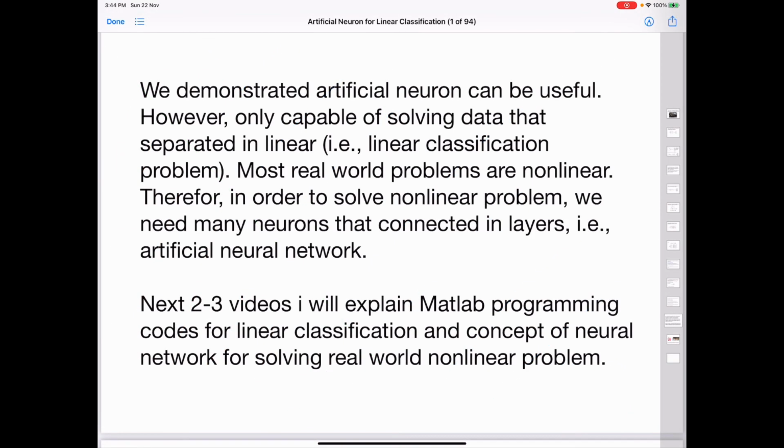So far, we demonstrated that an artificial neuron can be useful, but it is only capable of solving linear data. Most real-world problems are non-linear, therefore we need to improve from a single neuron to many neurons connected in layers, which is an artificial neural network. In the next 2-3 videos, I will explain MATLAB programming code for linear classification and the concept of neural networks for solving real-world non-linear problems.